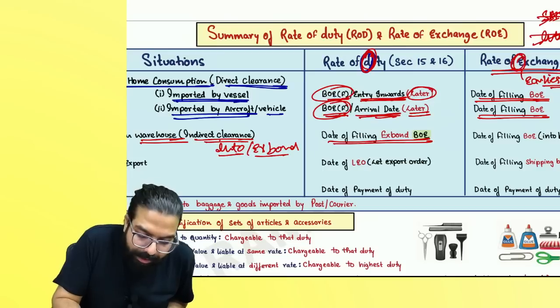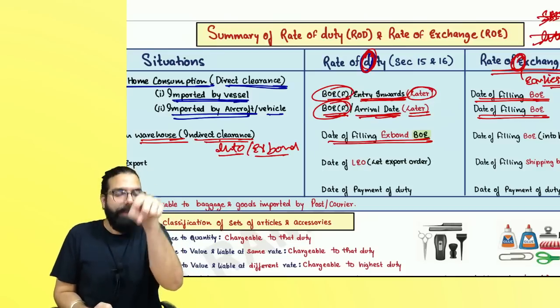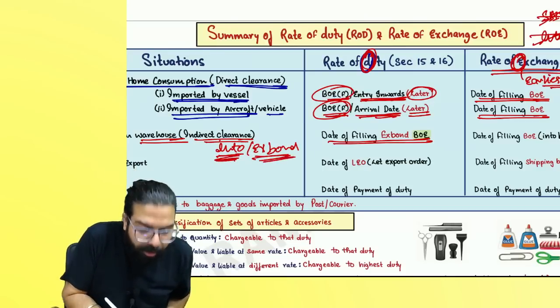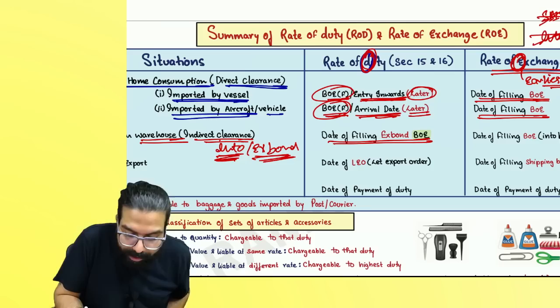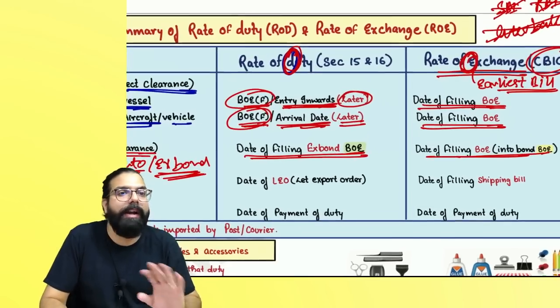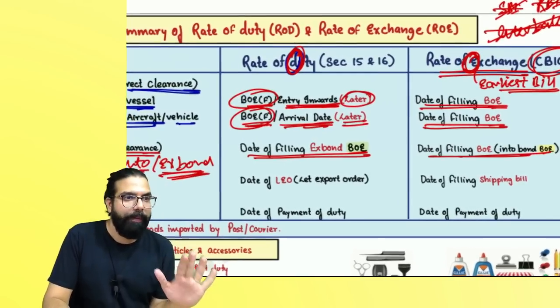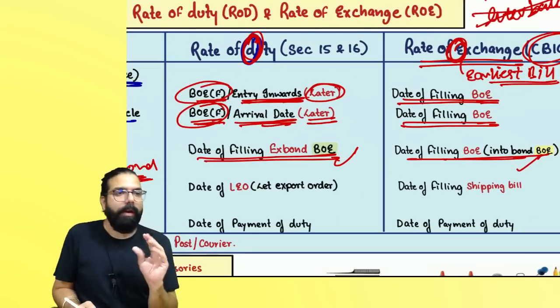Can you tell me exchange? Exchange means the earliest, and earliest means which is earlier, into bond or ex bond bill of entry? Into, and hence into is taken. In the exam, don't write into or ex, which is later, etc. Directly write over here. Is the point clear?